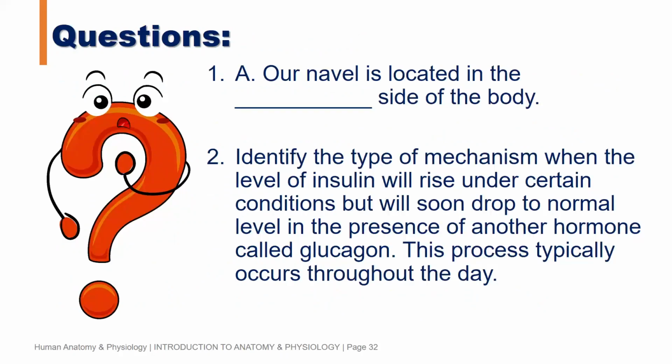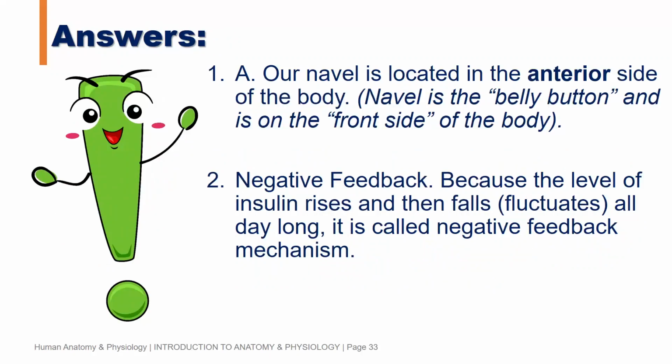Now, let me check whether you know the answers to these questions. Okay, question 1. Our navel is located in the blank side of the body. And then question 2. I'd like you to identify the type of mechanism when the level of insulin will rise under certain conditions but will soon drop to normal level in the presence of another hormone called glucagon. This process typically occurs throughout the day. Check your answer whether you got it right or wrong.